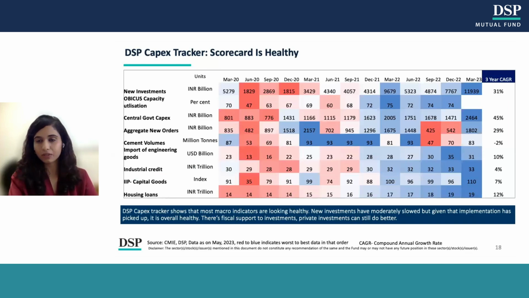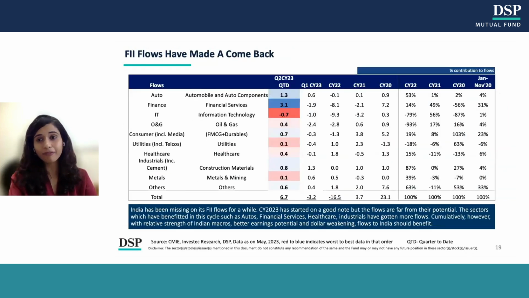DSP capex tracker, the scorecard does look healthy. FII flows have come back in India. It has not yet got its fair share of FII flows. We started 2023, the first quarter, we saw the outflows. Only in April and May, we've seen about 6.5 billion come back to the Indian equities.